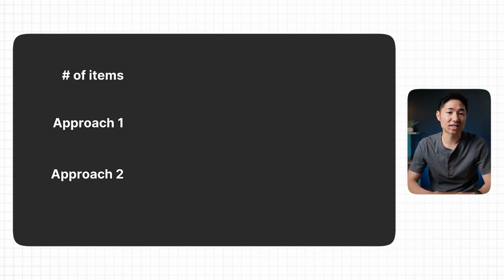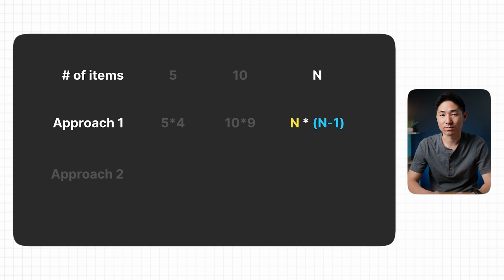All right, so let's recap what we've covered so far. With this first approach, when our array size was 5, we iterate 5 times for the outer loop and 4 times for the inner loop, resulting in a total iteration count of 20. If we increase the input to 10, we would iterate 10 times for the outer loop and 9 times for the inner loop, resulting in a total iteration count of 90. More generally speaking, given an input size of n, we are iterating n times n minus 1 times.